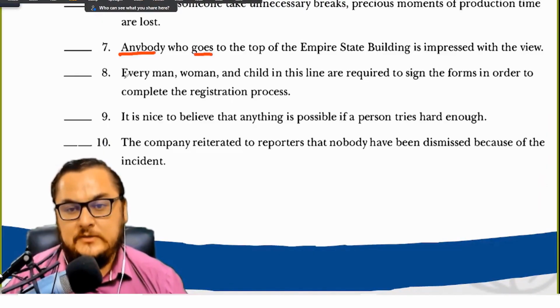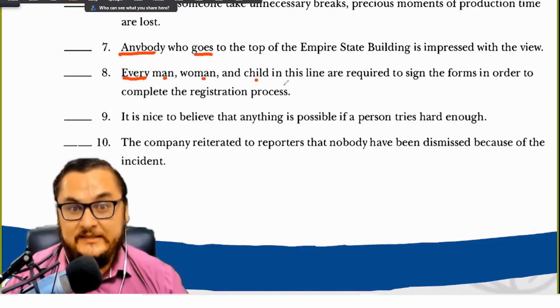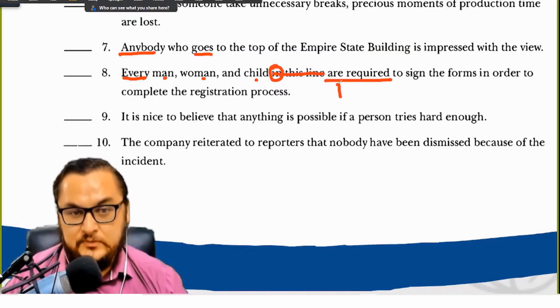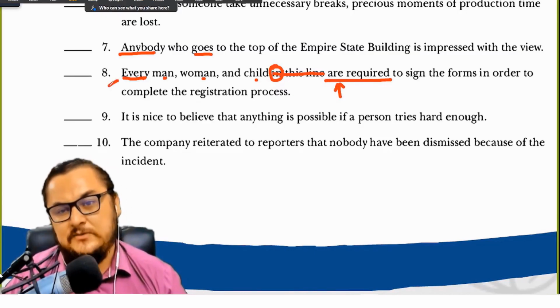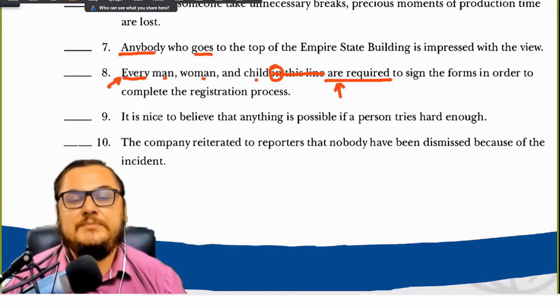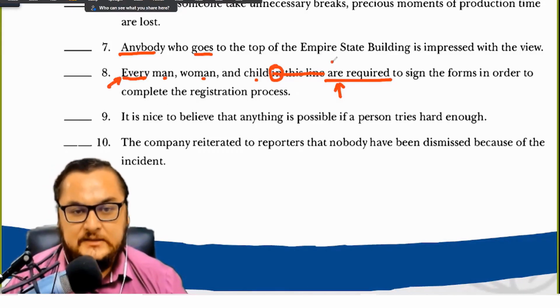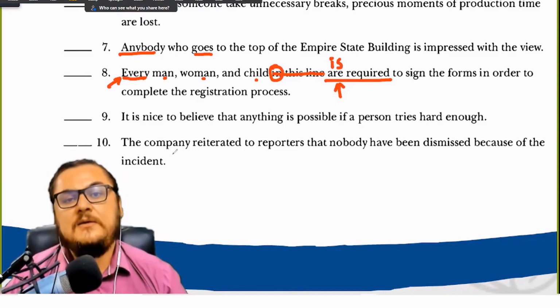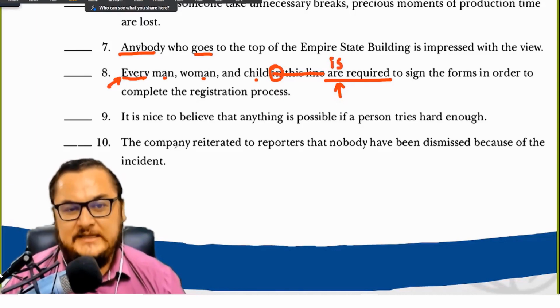For number 8, although I have the word every and someone might think that the words man, woman and child imply plurality, I'm going to take the preposition and delete it. Require is plural. It should be singular just because it starts with the word every. So the sentence is incorrect. So that it is correct, it should be changed to requires.